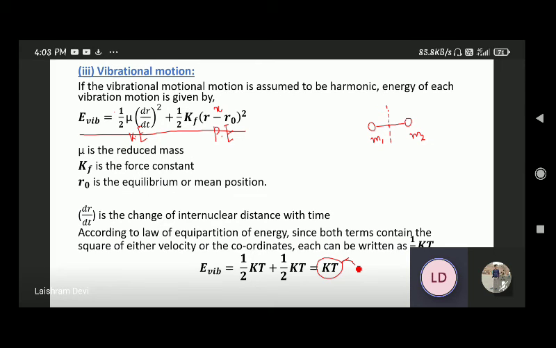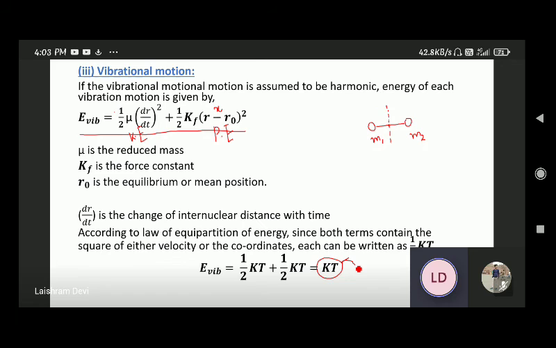So here we haven't talked about the number of degrees of freedom. We will come to the number of degrees of freedom now. Have you written all of this? Yes, ma'am.